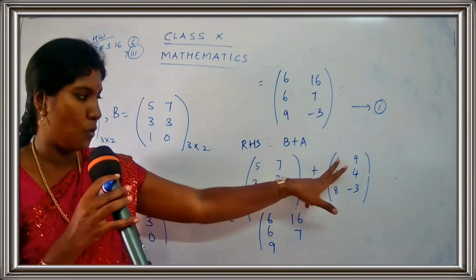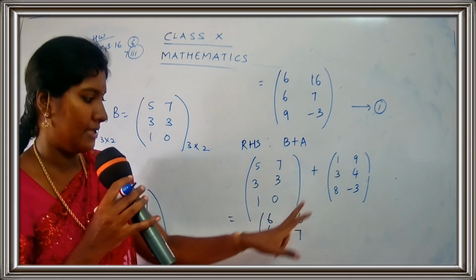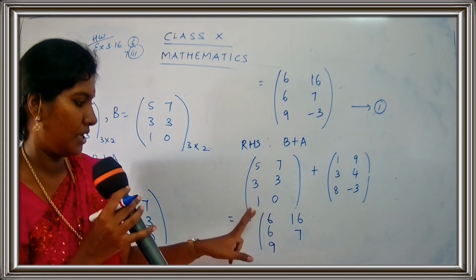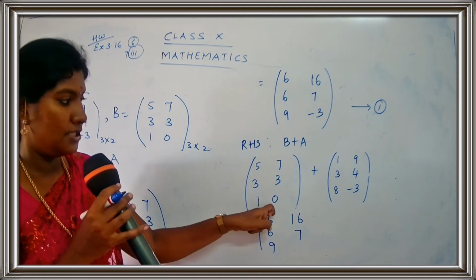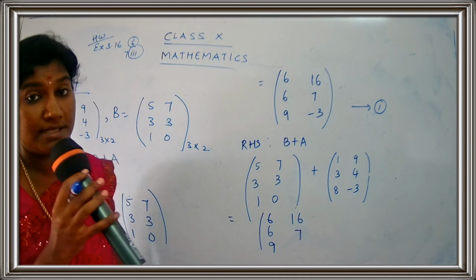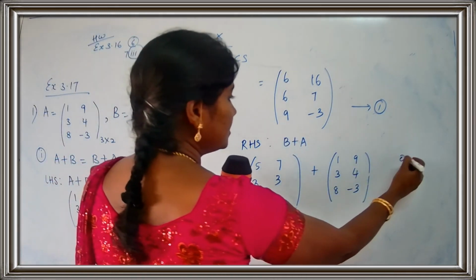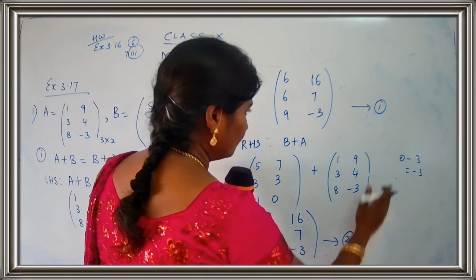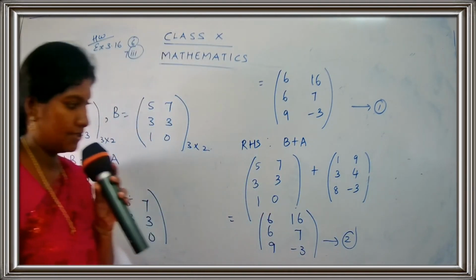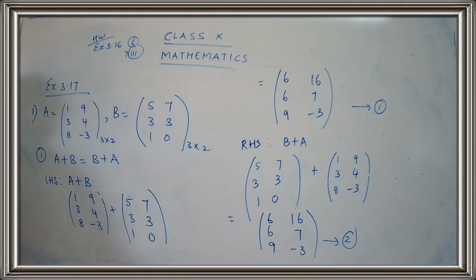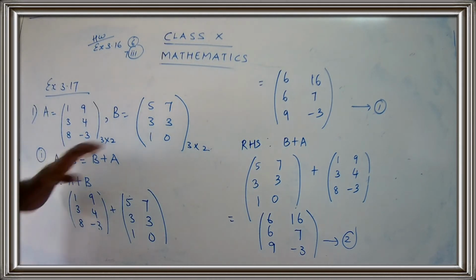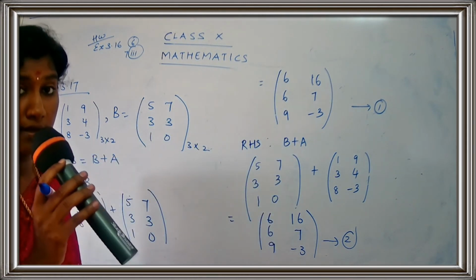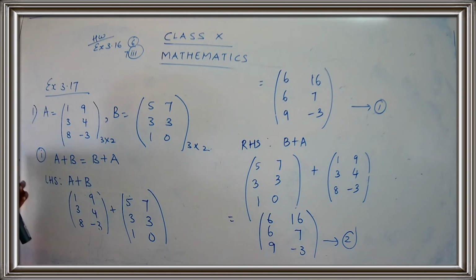You have to be very careful to take the proper corresponding elements. So 5 plus 1, 6. 7 plus 9, 16. 3 plus 3, 6. 3 plus 4, 7. 1 plus 8, 9. 0 minus 3 is equal to minus 3. Put here number 2. Just check your 1 and 2, children. See, 6, 16, 6, 7, 9, minus 3. So both are equal.